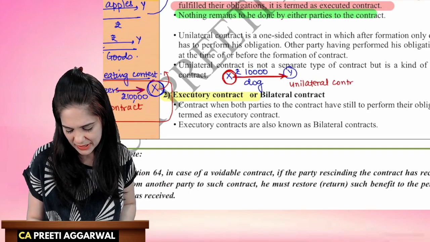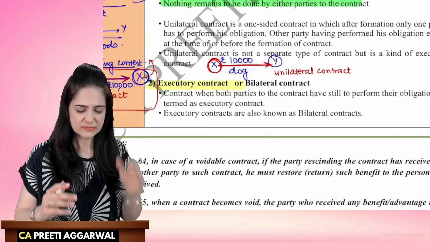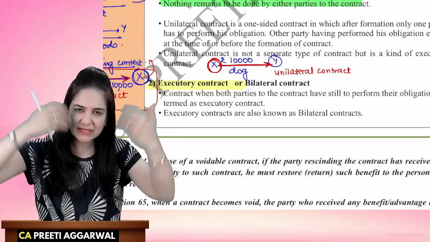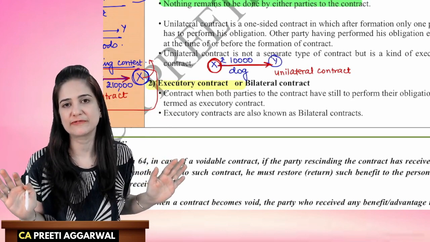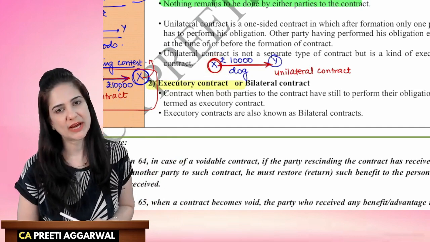This is not a separate kind of contract. It's a part of executed contract, because Y has already performed his part. It is executed from his point of view. Only X needs to perform his obligation. This is a unilateral contract.